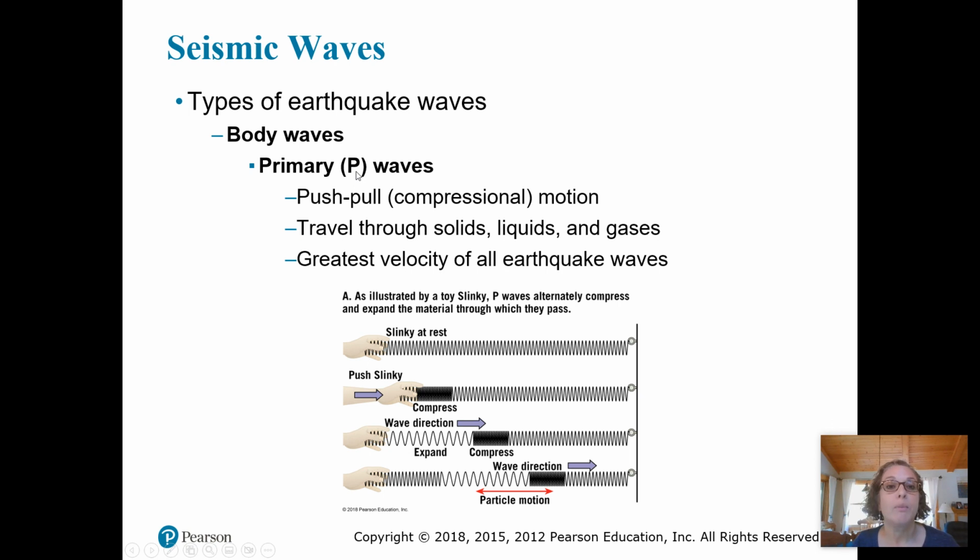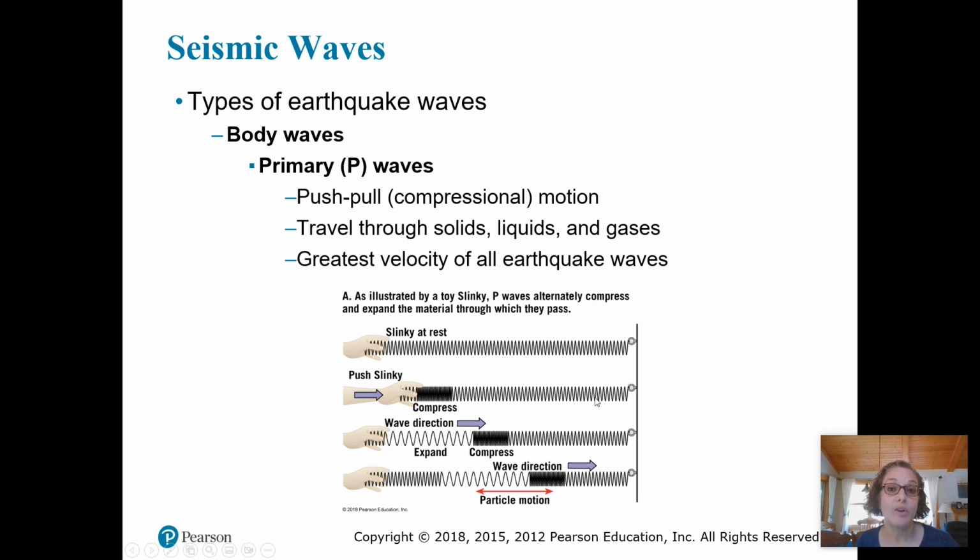First is the primary wave, or P wave, the type of wave that's generated from a push or pull compressional motion. And it's often helpful to think about these as a slinky. Using a slinky, pushing it compresses it, and then pulling it back out expands it. And that compression wave will travel along the length of the slinky. So we push and pull, and that compression wave is traveling from one end of the slinky to the next. The particles are moving back and forth. So they move up and then back into position.